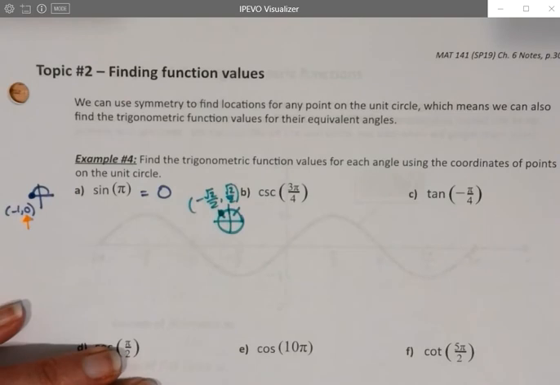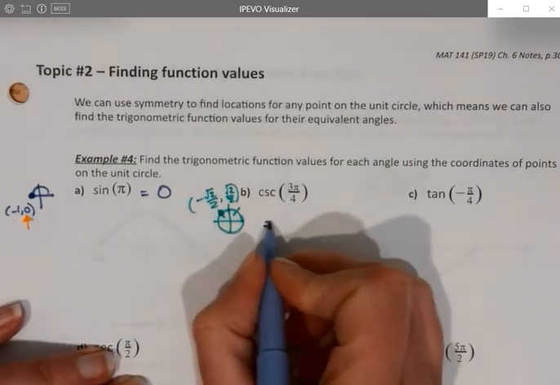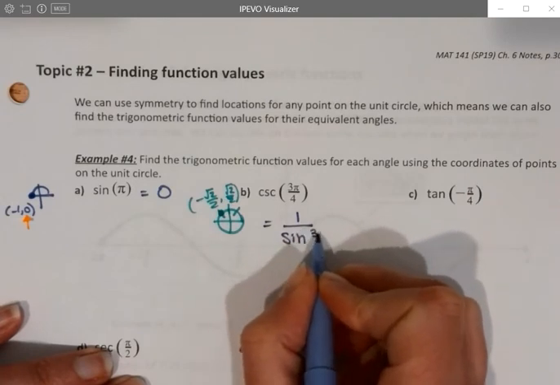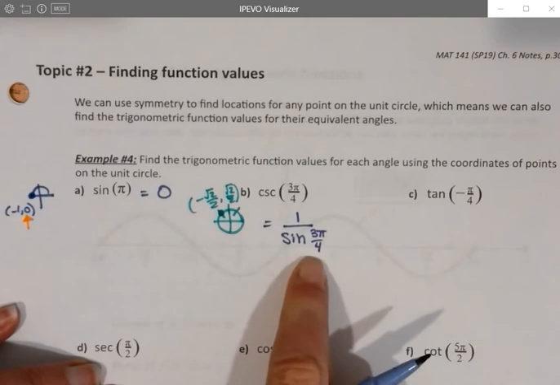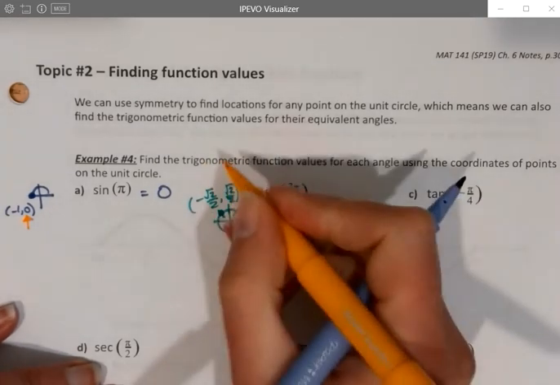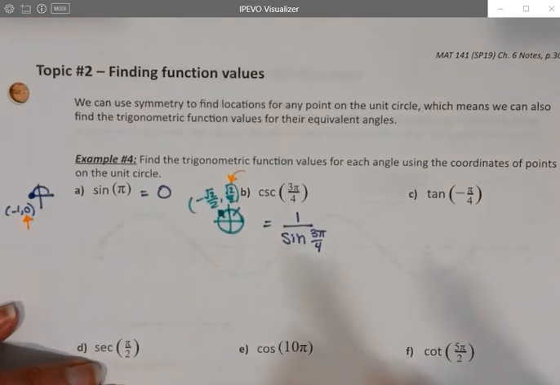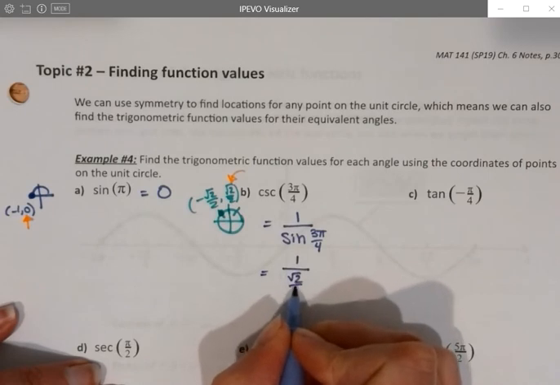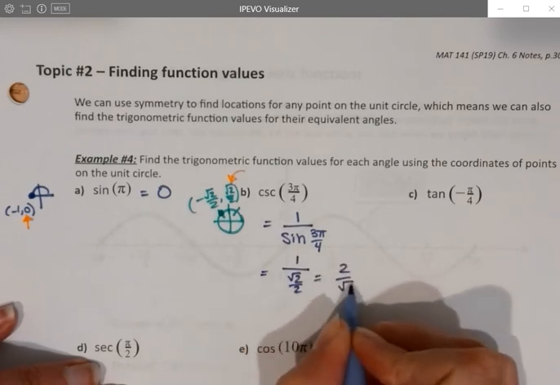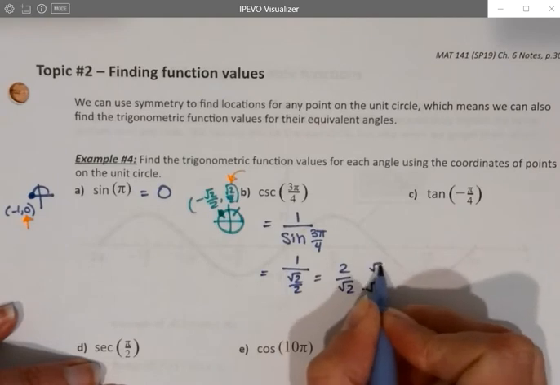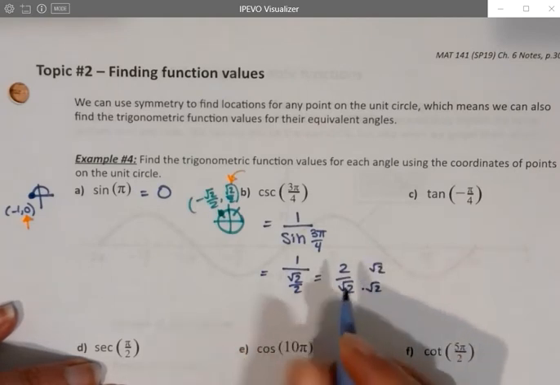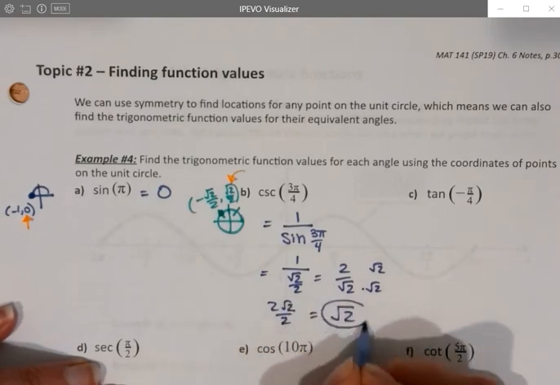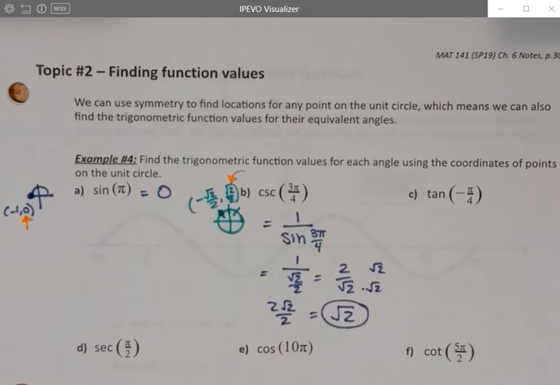And then the cosecant. Remember that the cosecant is the reciprocal function, so 1 over the sine of 3 pi fourths. And I know that the sine of 3 pi fourths is, again, the y coordinate, so it's positive. And so I have 1 over √2/2, which is the same thing as 2 over the square root of 2, which rationalizes into 2√2/2, which is just the square root of 2. So I have the square root of 2 for the cosecant value.